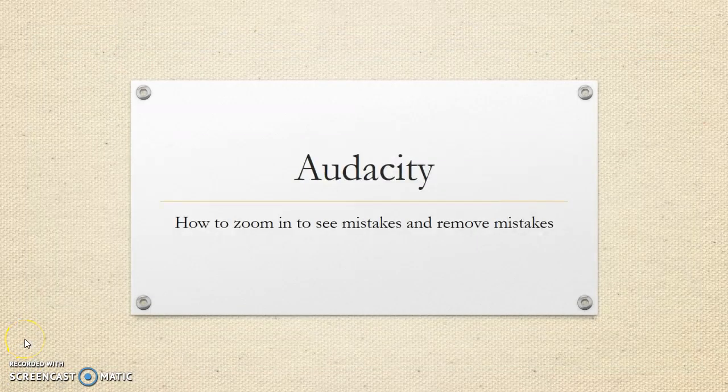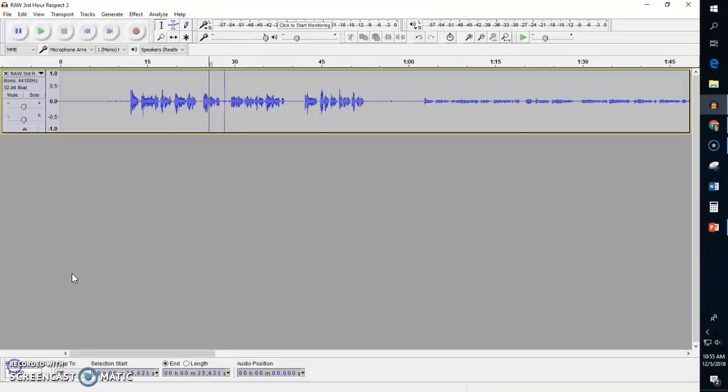In this video, I will show you how to use Audacity to zoom in so that you can see mistakes that have been made and then remove those mistakes. In this Audacity file, you can see I've already removed my room tone. That's why my track is yellow. And you can see that I have a mistake right here.